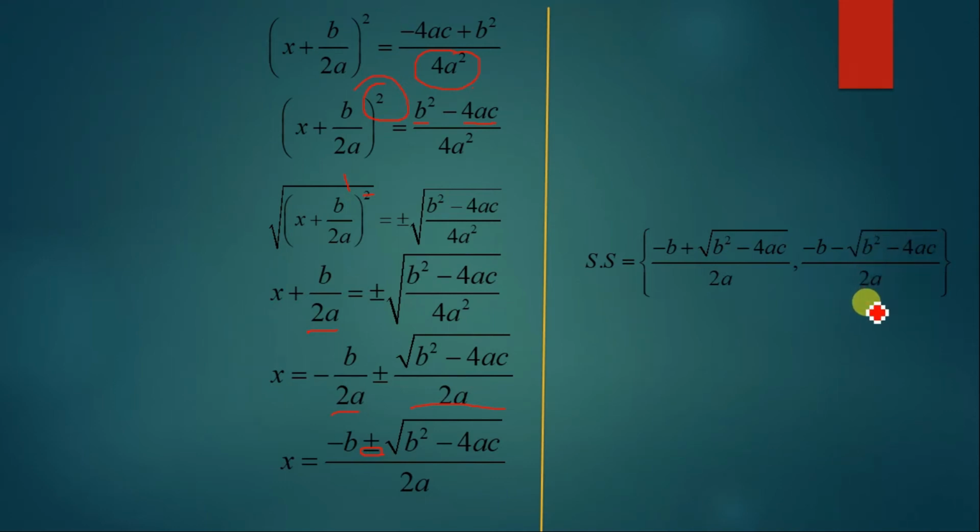This will be the solution of the equation ax squared plus bx plus c equals 0. This is called the quadratic formula. In order to solve any quadratic equation, I have to compare the given equation with the standard form of a quadratic equation, and then I shall find the values of a, b and c, and I shall put those values in this formula to get the value of x.